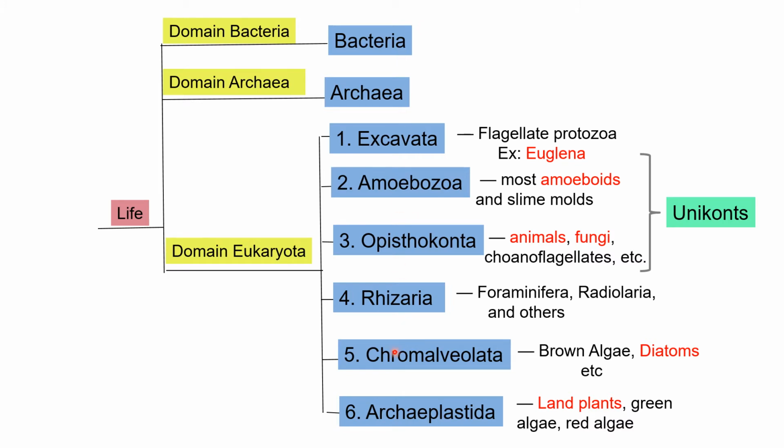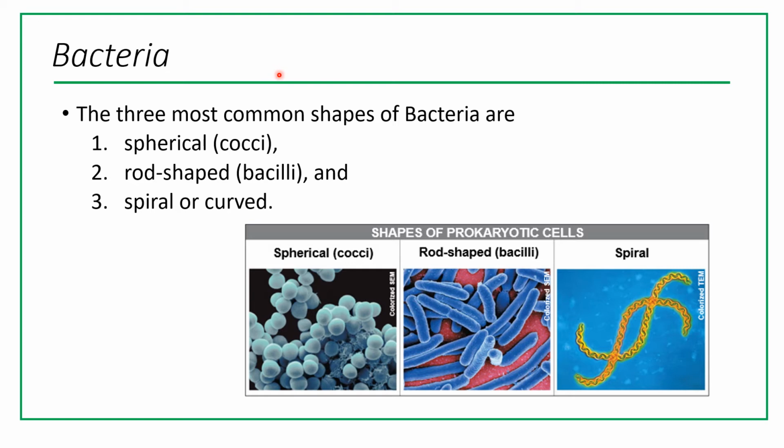It's way more complex, especially for students like you who do not major in biology. But life is complicated. We cannot simply divide everything into plants, animals, and fungi. That's our supergroups. We will briefly look at the different supergroups. So, bacteria. Bacteria are prokaryotes. The three most common shapes of bacteria are spherical, cocci, rod-shaped, bacilli, and spiral or curved. Here you can see cocci, bacilli, and spirals.